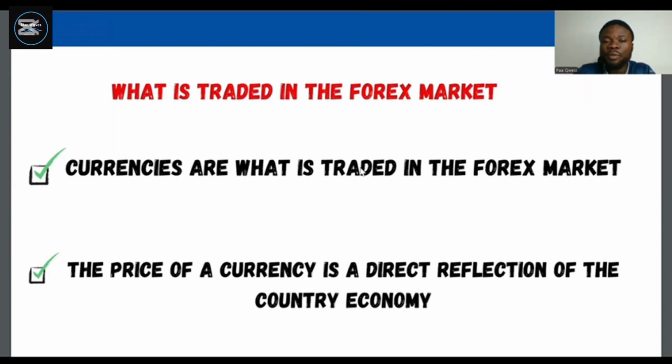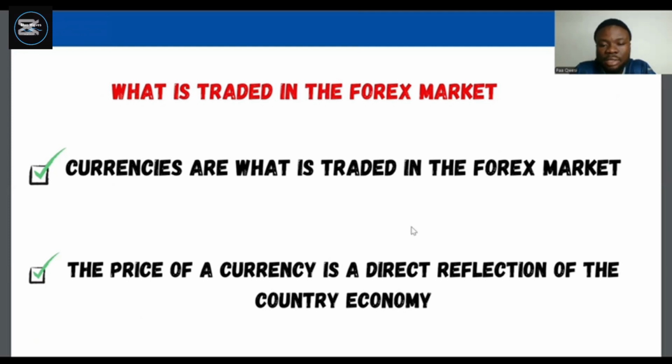Forex, or currency trading, is simply the exchanging of currency. You buy one country's currency and you sell the other country's currency. That's exactly what we do in the forex market. As I said earlier, we don't trade currencies as a standalone. You buy one country's currency and you sell another country's currency. We don't do anything other than buying and selling of currency. So currencies are what is traded in the forex market.